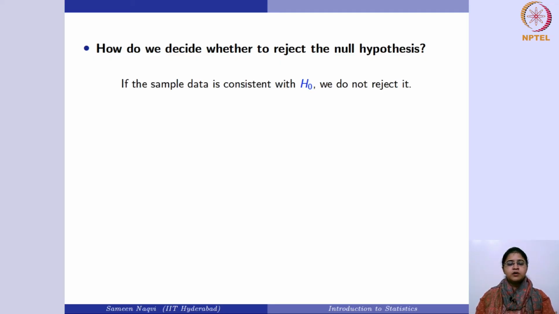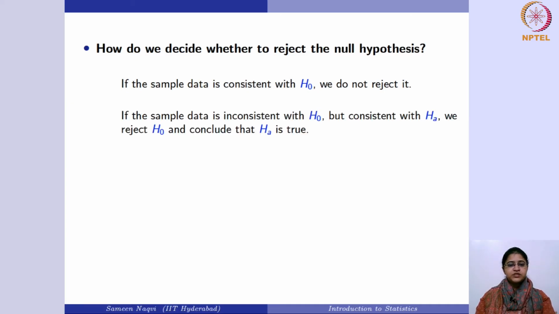We do that by collecting data. If the sample data that you have collected is consistent with your null hypothesis, then you do not reject it. However, if the sample data is inconsistent with the null hypothesis but consistent with the alternative, you reject the null hypothesis and conclude that the alternative is true. So basically, you would be collecting a sample in order to test your hypothesis. You will collect a sample, do certain calculations, and then finally decide based upon the sample whether the null hypothesis has to be rejected or not.